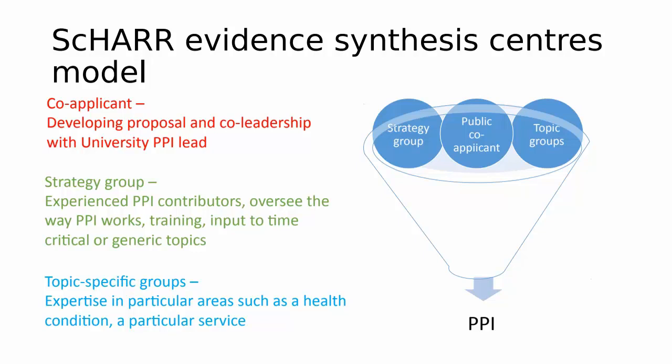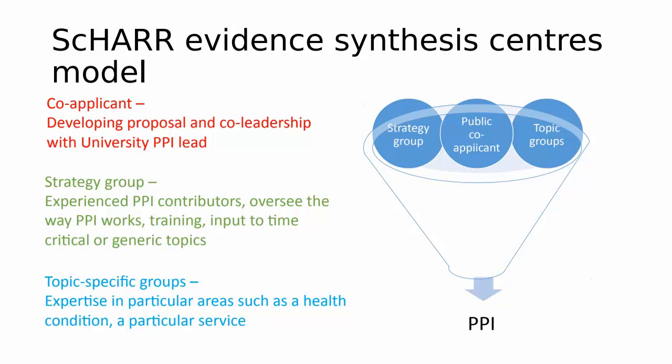And then our third tier is we set up topic specific groups. So groups of advisors who've got particular expertise, maybe a health condition or perhaps a particular care service. So we set these groups up for the lifetime of that individual review. So that's just a quick note on the 3-tier model that we use in ScHARR, the School for Health and Related Research, sorry.